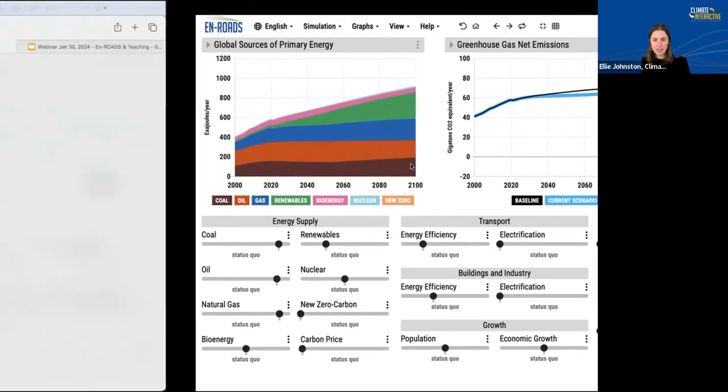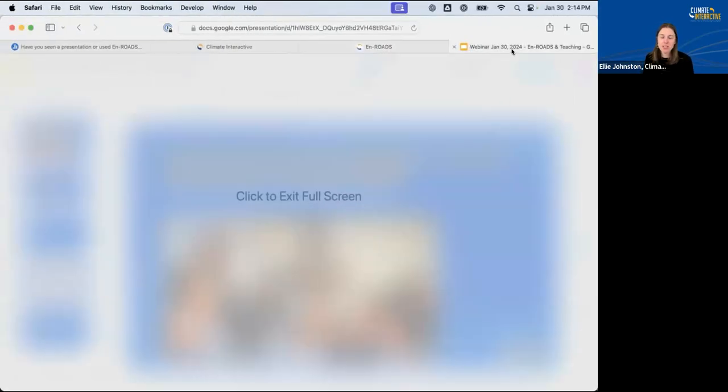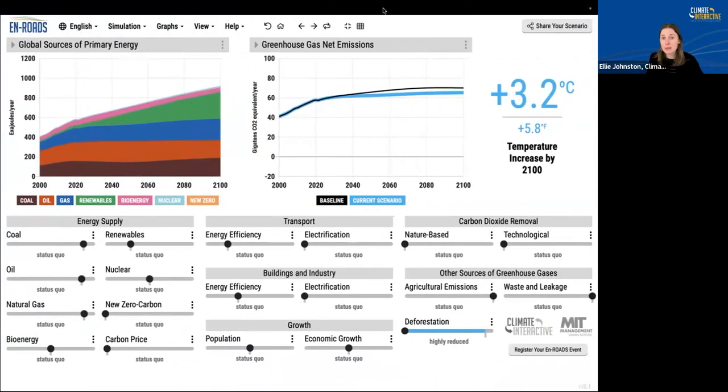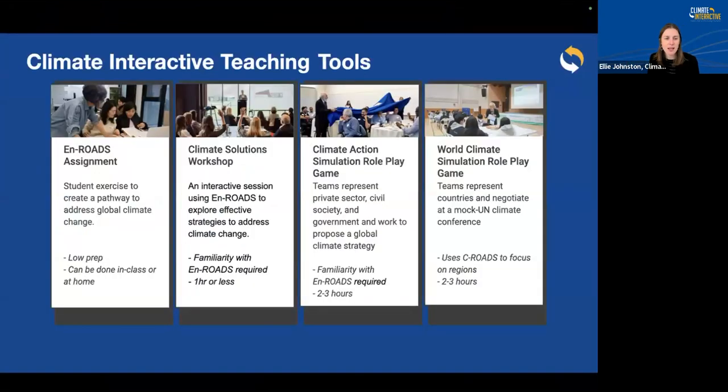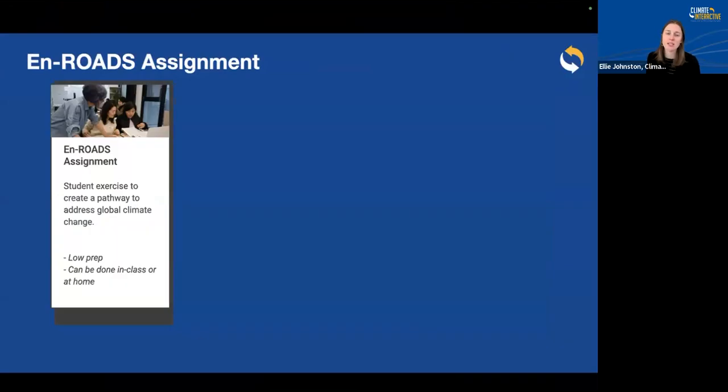I'll come back to this later, but I wanted to introduce that to you as I'm talking about some of the different formats we have. And as you're an educator listening in, and you're thinking about what you want to try out and test out, the first one that I'm going to touch on is our En-ROADS assignment. Sometimes we call it the guided assignment. It's essentially a homework assignment that you can assign to your students. It can be done in class or it can be as a take-home activity.